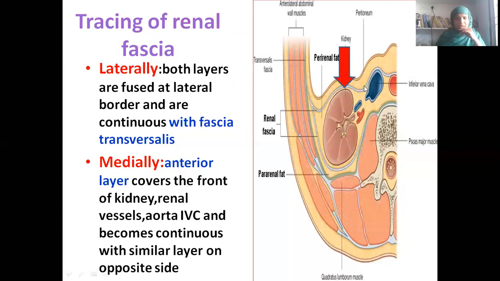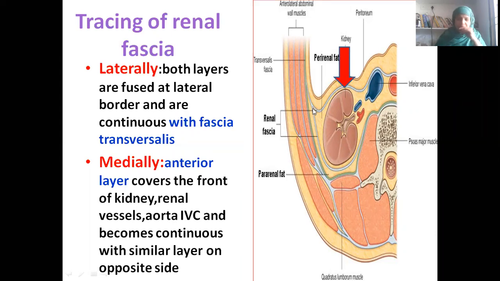Are you understanding? Is everybody able to keep pace with what I am going through? Lokesh, you are not answering. Please pay attention. What is this? Anterior layer of the renal fascia. What is this? Posterior layer. Laterally, both the layers are fusing and becoming continuous with which fascia? Fascia transversalis. Okay.